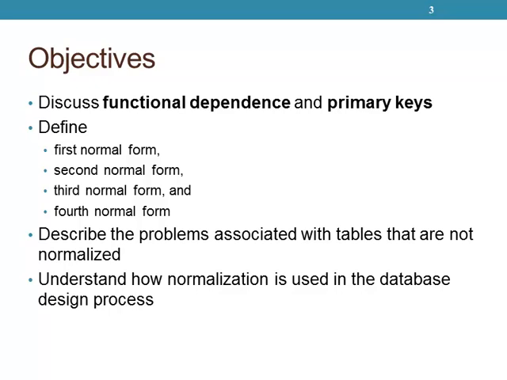In this lecture we're going to talk about two definitions, functional dependence and primary keys, and then we're going to go on and describe these normal forms. There's first normal form, second normal form, third normal form, and fourth. These are different levels of design phases that help us get our tables into the right structure for a good database. We're also going to talk about some of the problems you might have if your tables are not normalized, and we'll understand why normalization is so important in the design process.